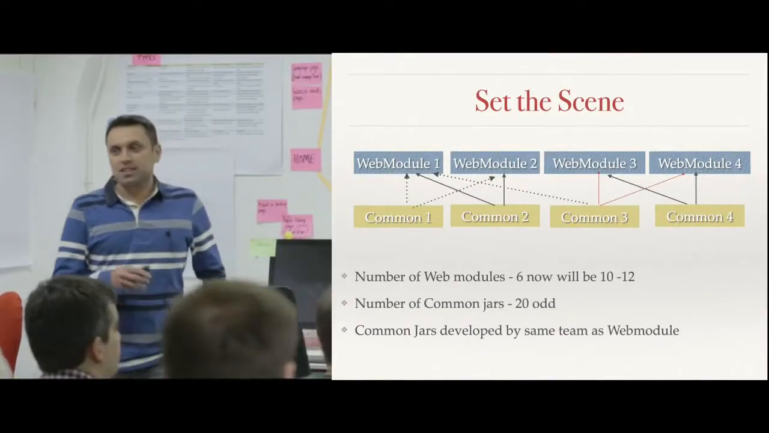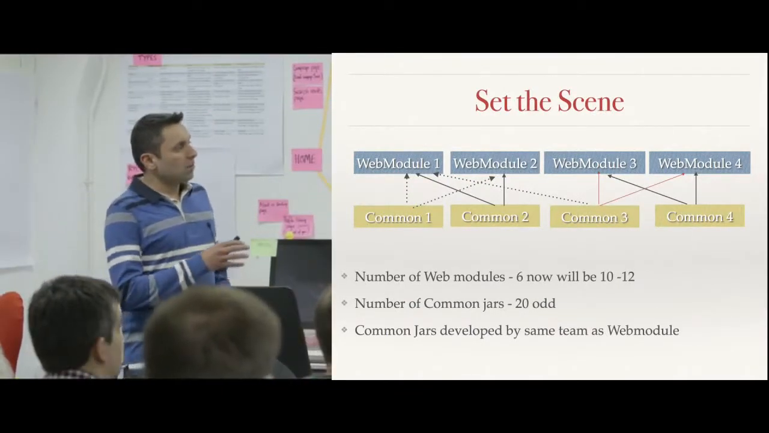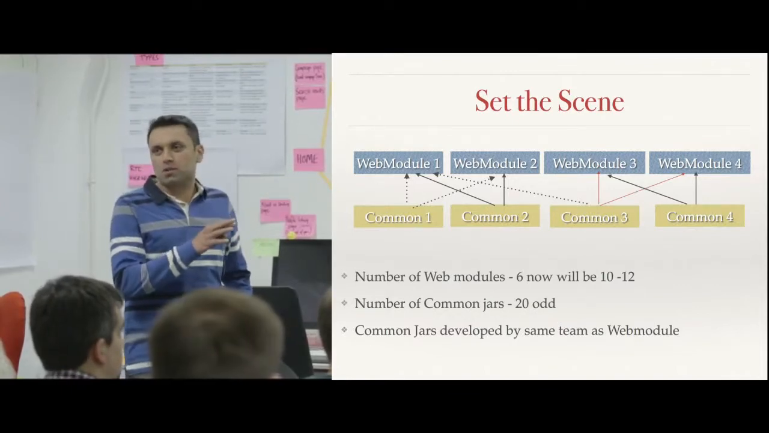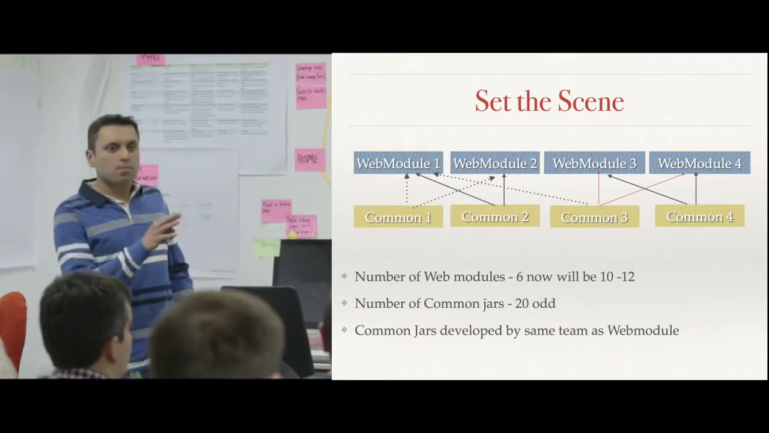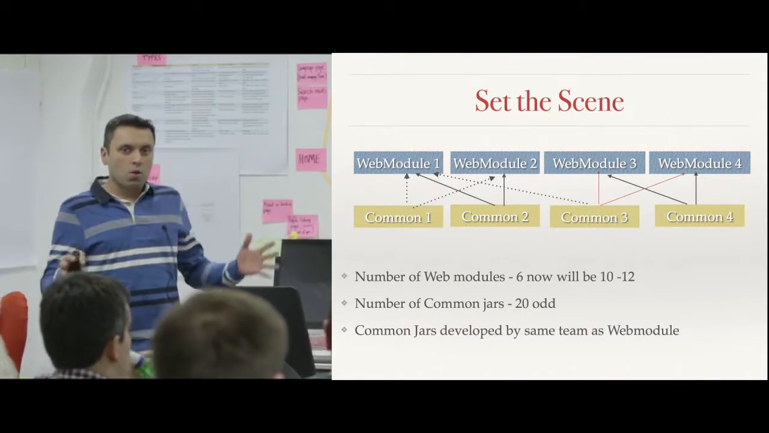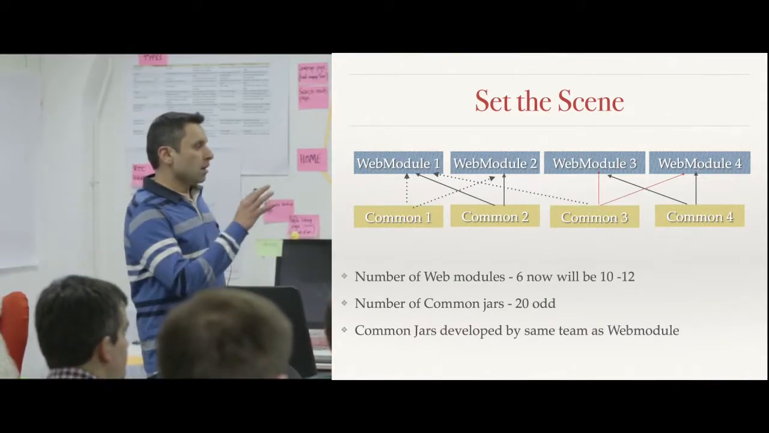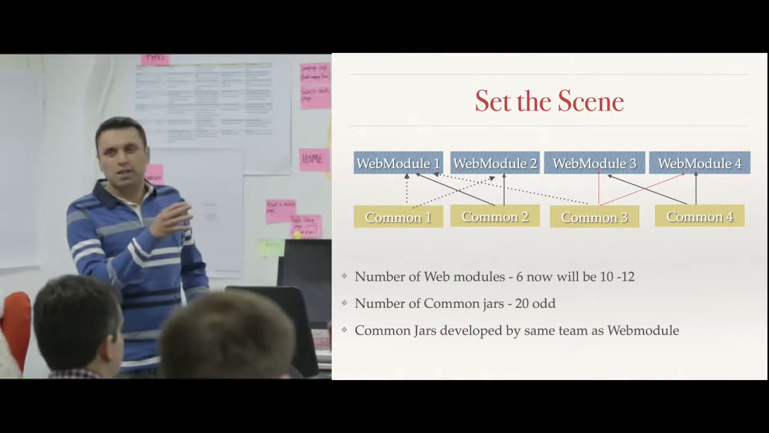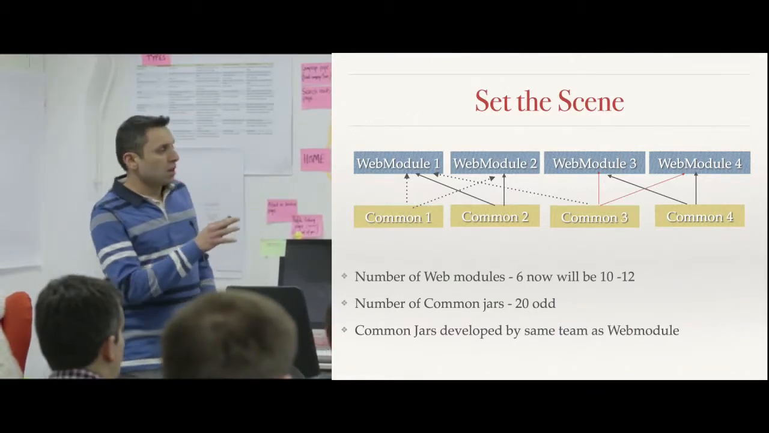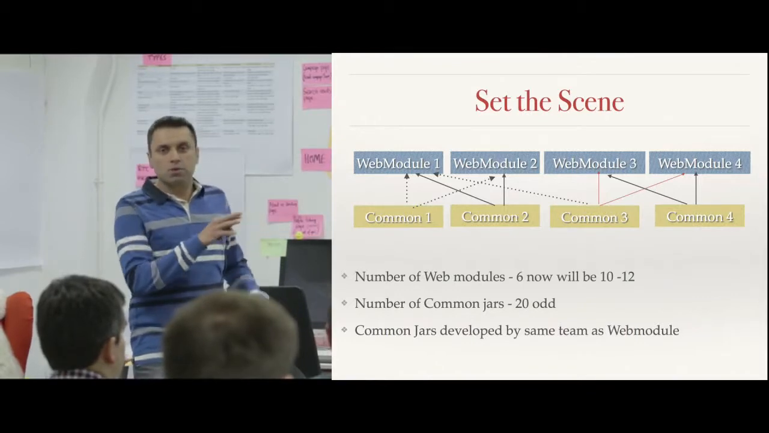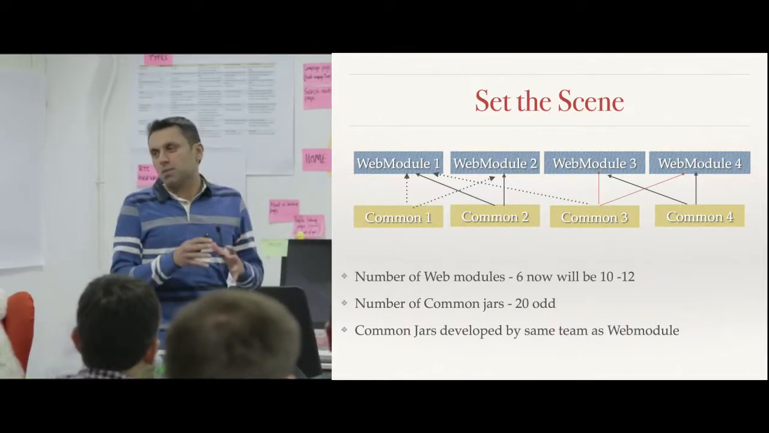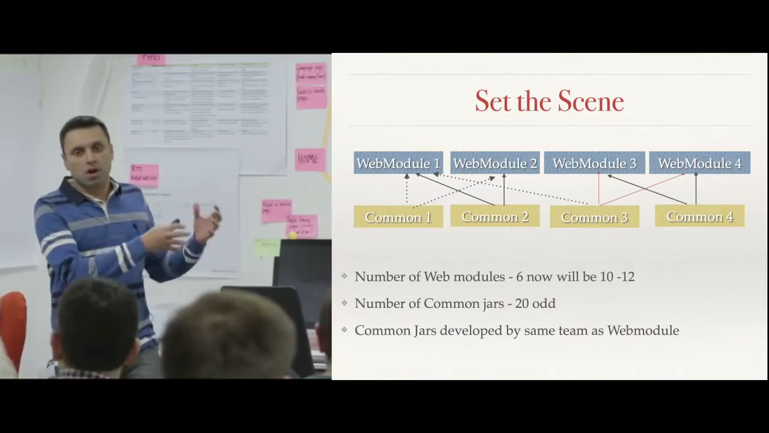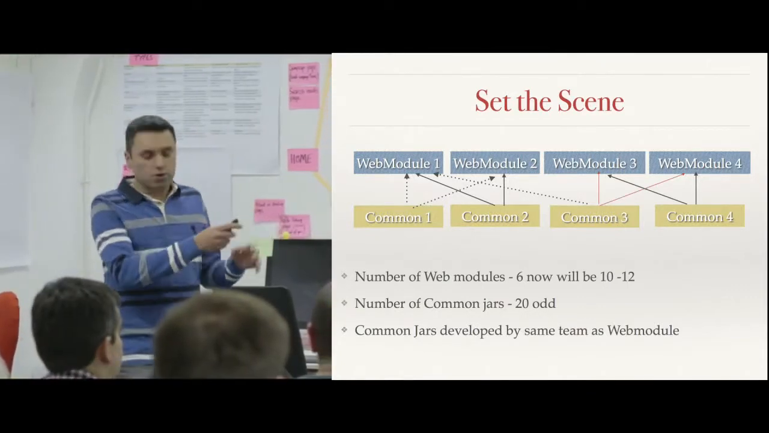So, just to set the scene, we have a bunch of web modules, around 6 as of now, which would go up to 10 or 12 web modules to get the whole application going. There are a bunch of common jars that these web modules use, around 20 odd common jars. The common jars and the web modules are developed by the same team. However, they are packaged as common jars because they have to be deployed into various web modules.